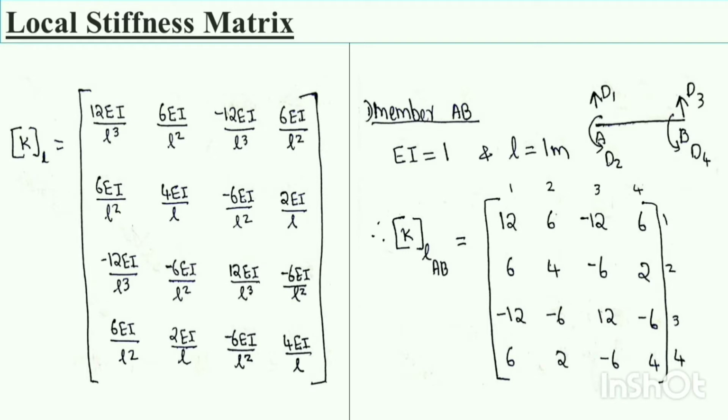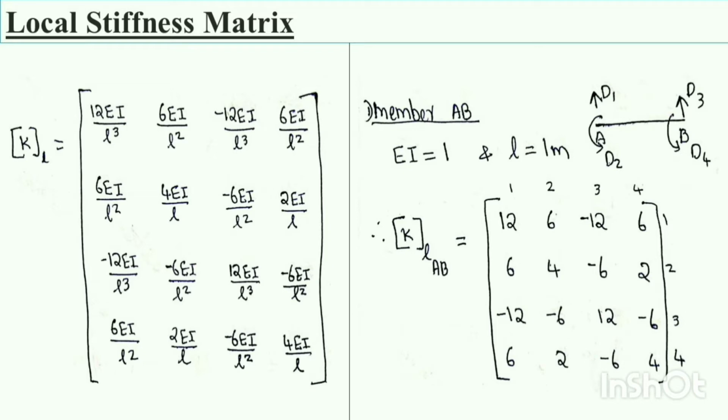There is one more term, AE by L, when axial deformation is considered. But here we are neglecting the axial deformation or yielding of members. So we have eliminated the terms AE by L and minus AE by L. So this is a 4 by 4 local stiffness matrix.